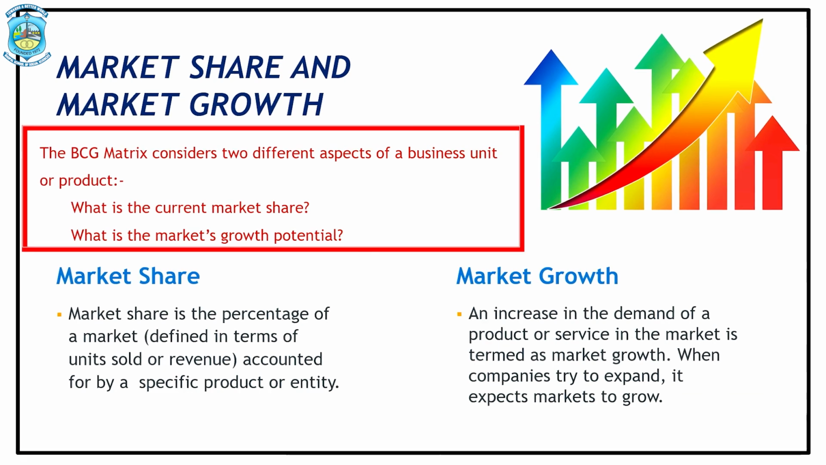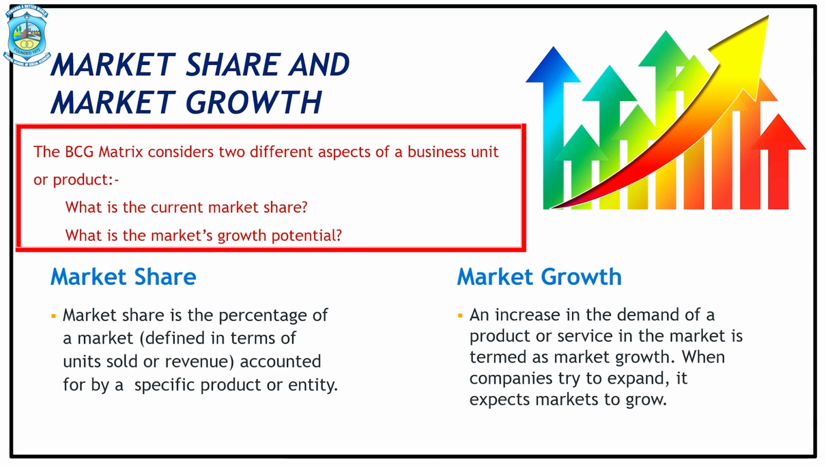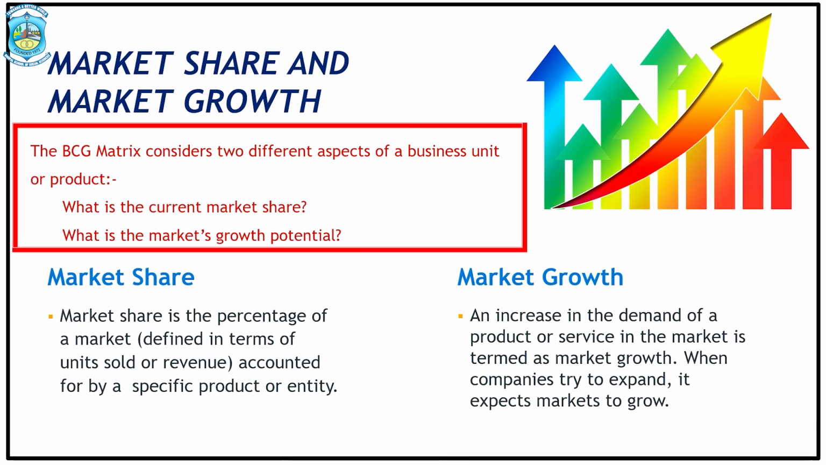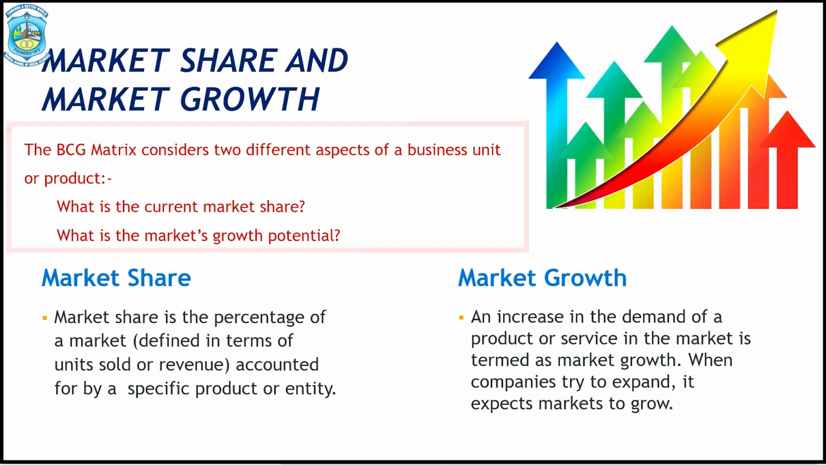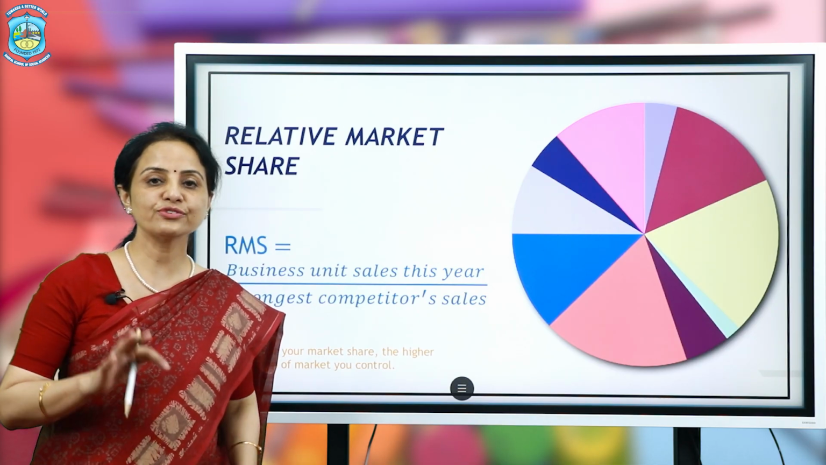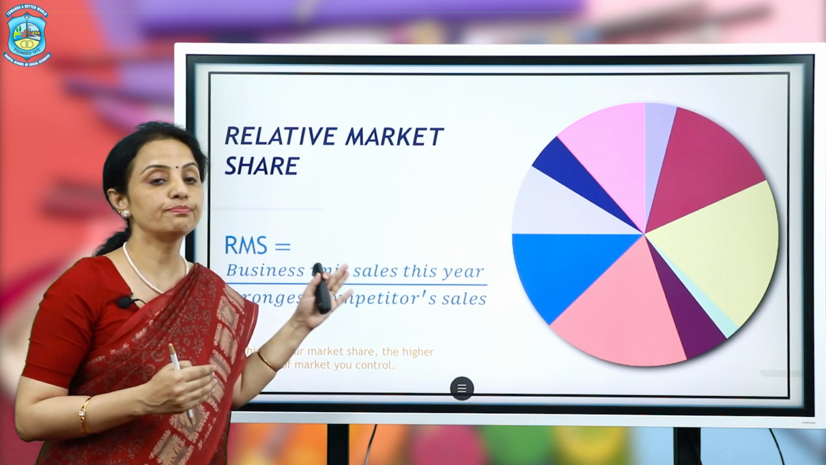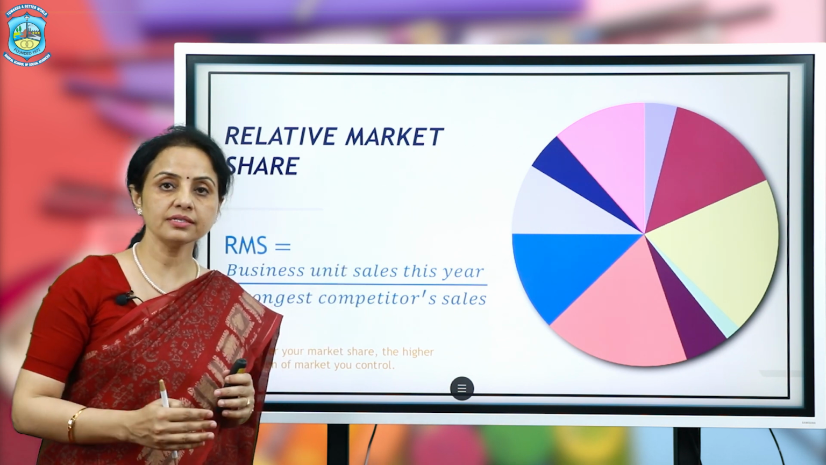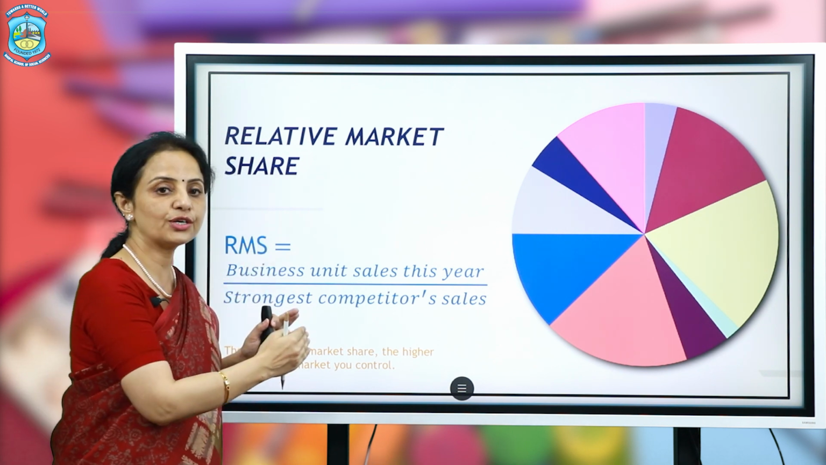Market share and market growth. BCG considers two very different aspects of a business unit. What is the current market share and what is the market's growth potential? BCG matrix has 4 cells with the horizontal axis representing the relative market share and the vertical axis denoting market growth rate. So first let's understand what's relative market share.